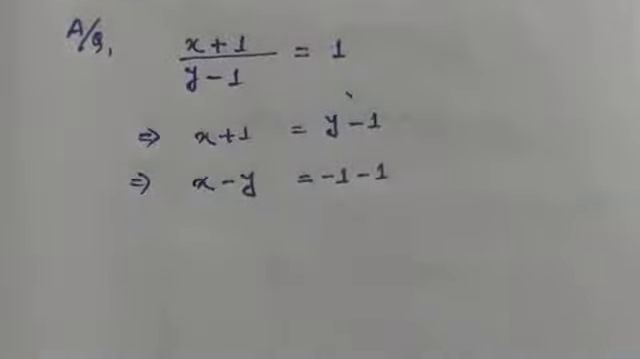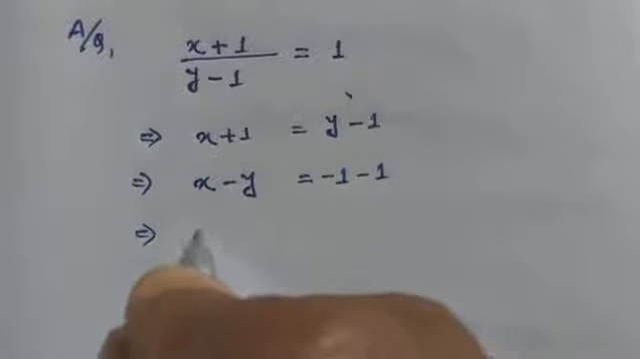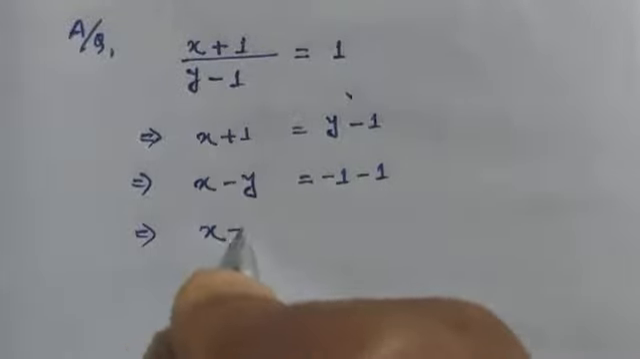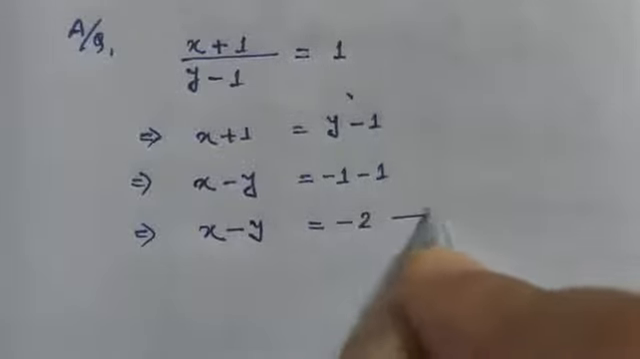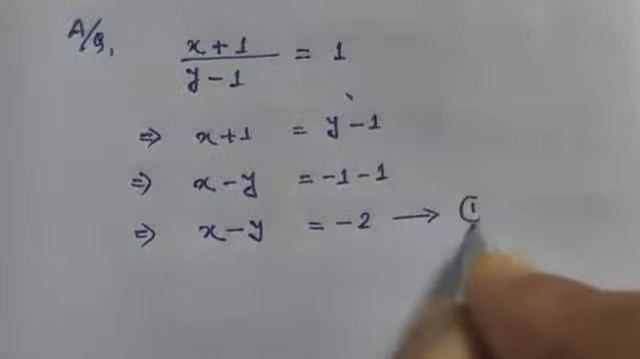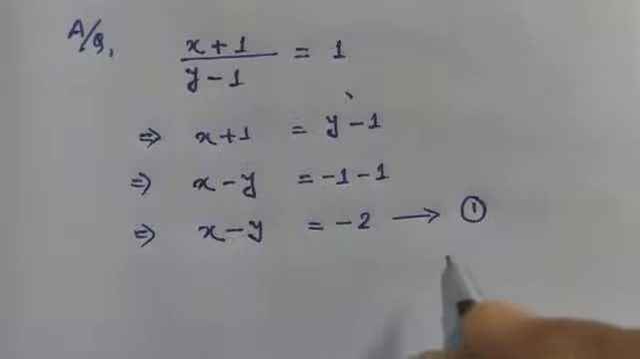Now what will be the equation? The structure of the equation will be x minus y is equal to minus 2. This is, suppose, the first equation. We have named it as equation number 1.